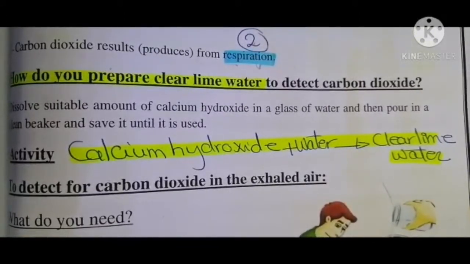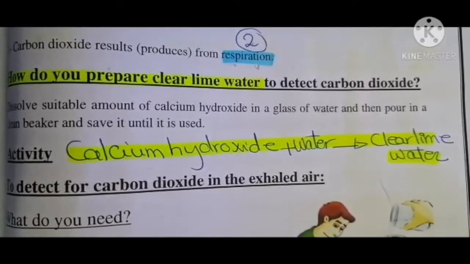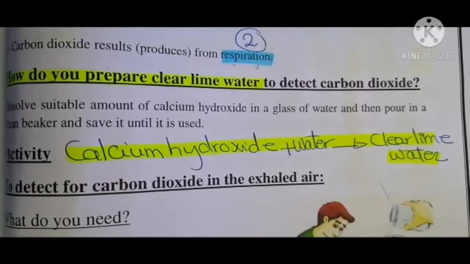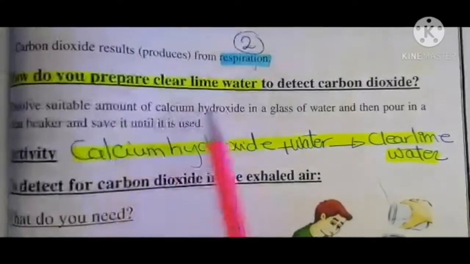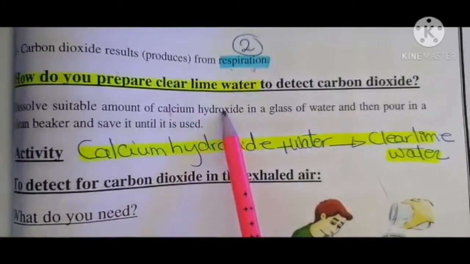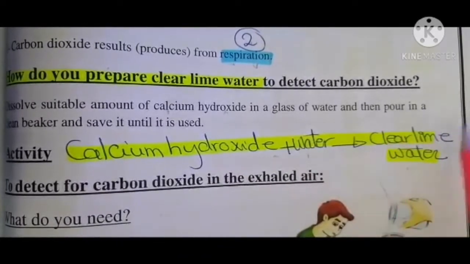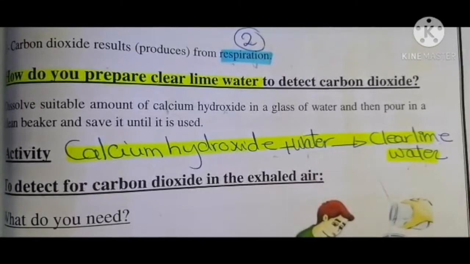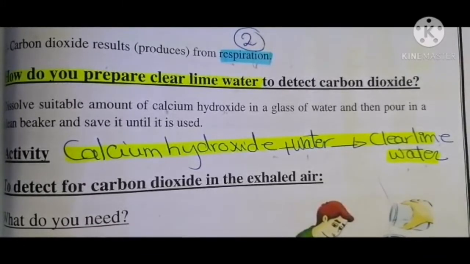If I want to test for carbon dioxide gas, if I want to know if this gas is carbon dioxide or not, what shall I use? I shall use something called lime water. Lime water is a chemical that is prepared in the lab. How do I prepare it? I get some amount of calcium hydroxide, and I dissolve it in water. It is going to give me clear lime water. Why especially do I use clear lime water in testing for carbon dioxide? Because the carbon dioxide turns the clear lime water milky. Its color is clear as the water. If the carbon dioxide passes through it, it is going to change to milky or turbid.